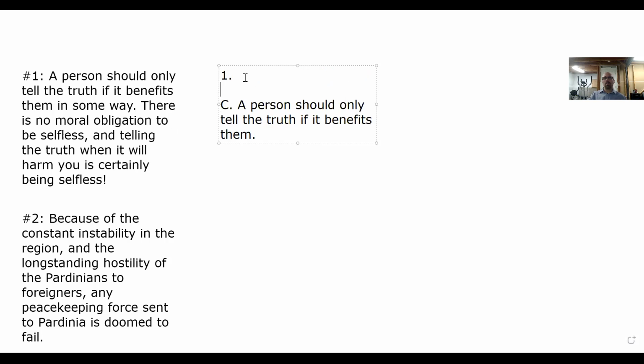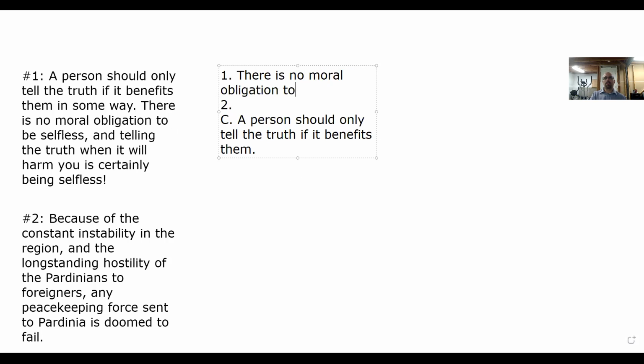All right, and then we just list our two premises in the order that we see them. One, there's no moral obligation to be selfless. And two, telling the truth when it harms you is being selfless.